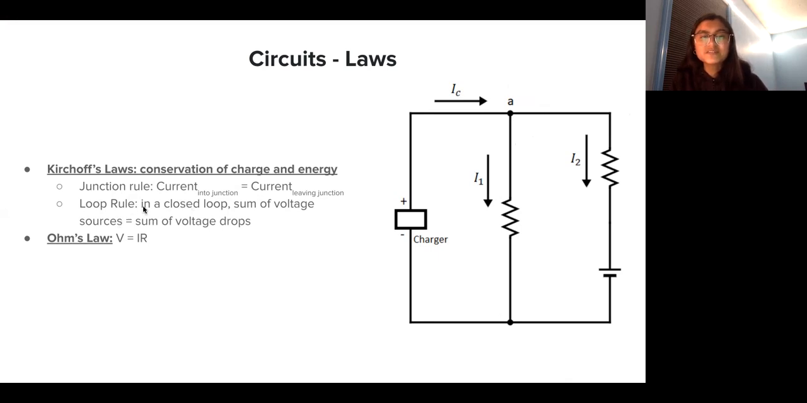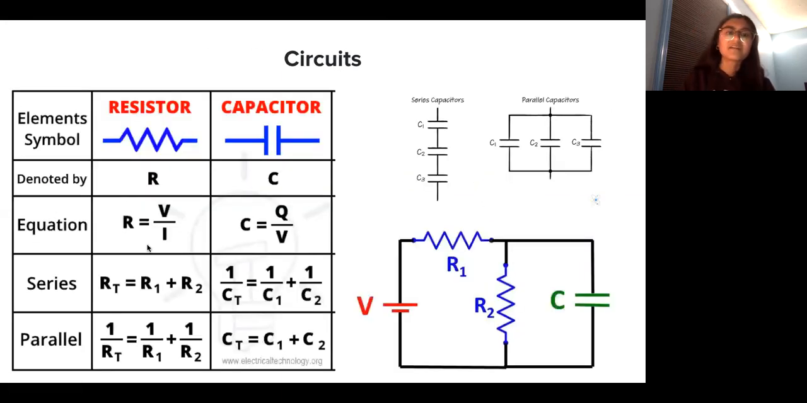And then your loop rule says that in a closed loop, the sum of voltage sources will equal the sum of voltage drops. So the increase in voltage in here is going to be equal to the voltage drop in this loop, as well as this overall loop. And then Ohm's law is V equals IR. You'll probably recall that was right here, just rewritten in a way to recognize resistance.